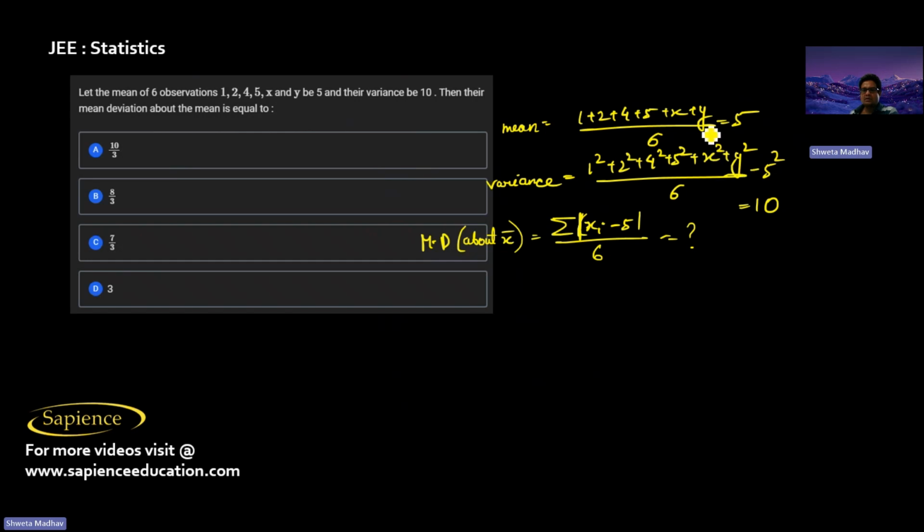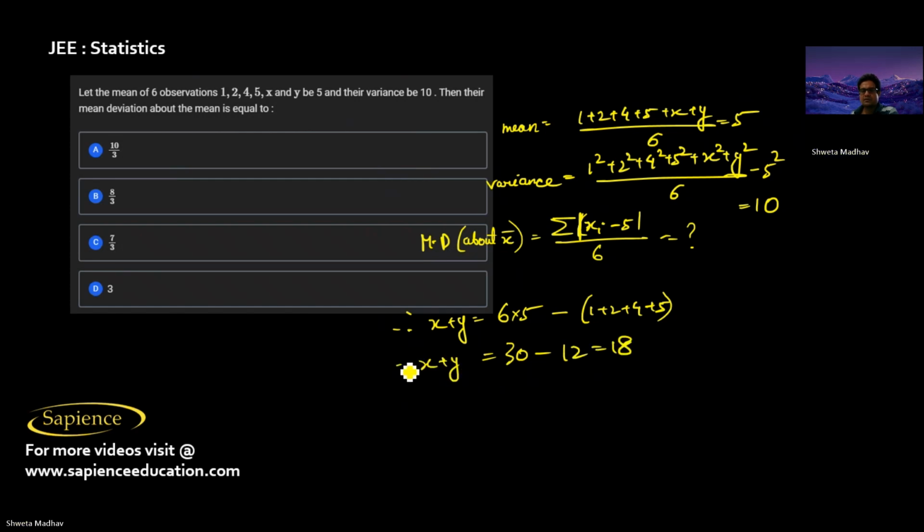So now the x and y values also we have to find out. So therefore x plus y will be 5 into 6, 30, minus 1 plus 2 plus 4 plus 5, that is 12. So this is equal to 18. So x plus y is 18. So now therefore x square plus y square will be equal to 35 plus 10, that is 35 into 6, minus 1 square plus 2 square plus 4 square plus 5 square.